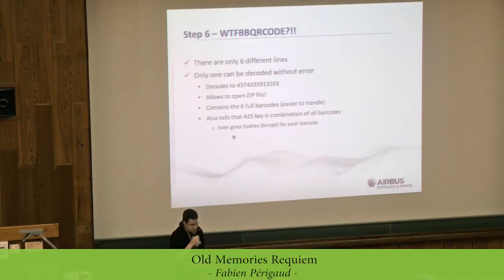And in the zip file, we have 6 barcode images, which are in fact the 6 ones which have been sliced before. It also tells us that the AES key to decrypt the last file is the combination of all the barcode values. And we also are given hashes for each barcode value to help us know if we have correctly decoded it.